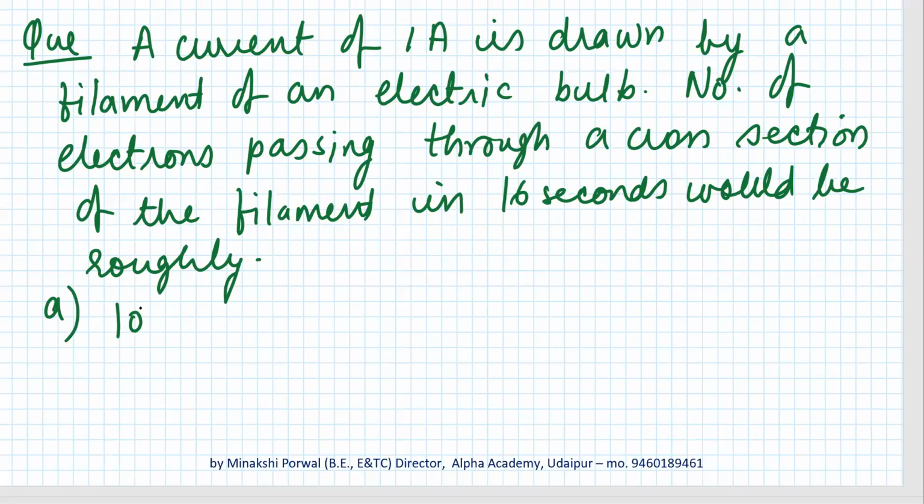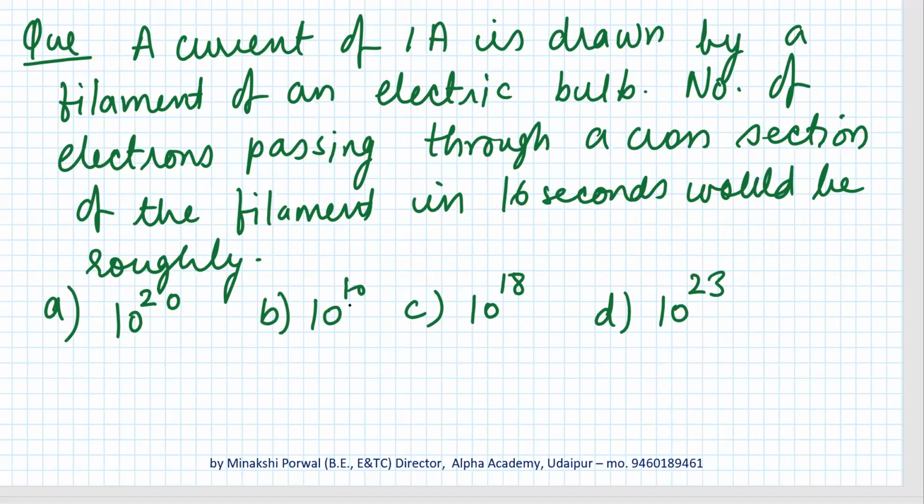Are you saying something, Harini? No, ma'am. Okay, so just find the answer. Current is given and time is given, and you have to find the number of electrons passing through the cross section of the filament in 16 seconds. So find the answer.